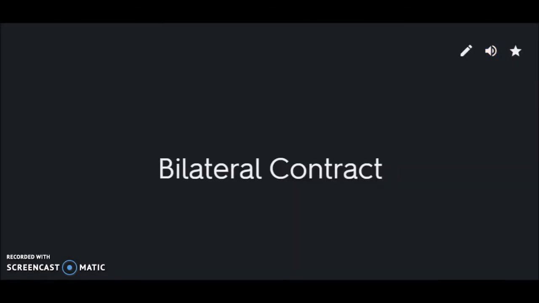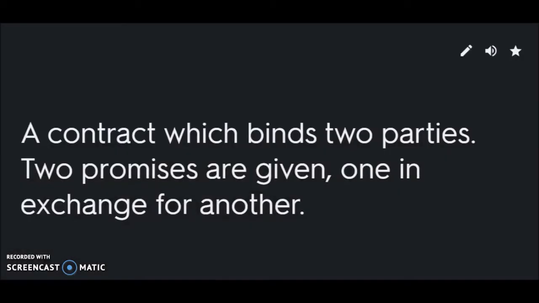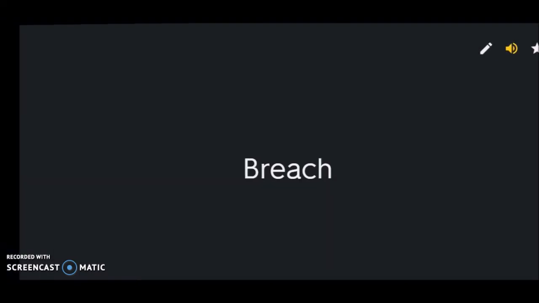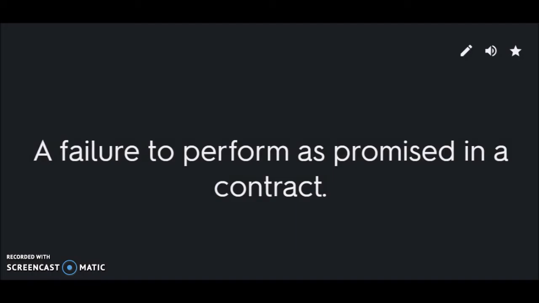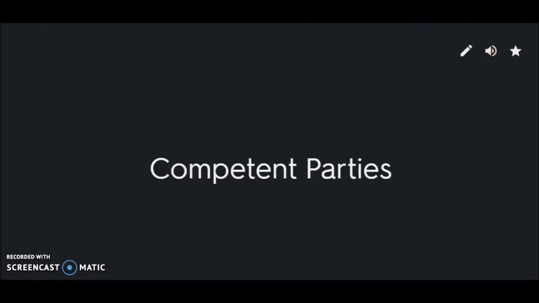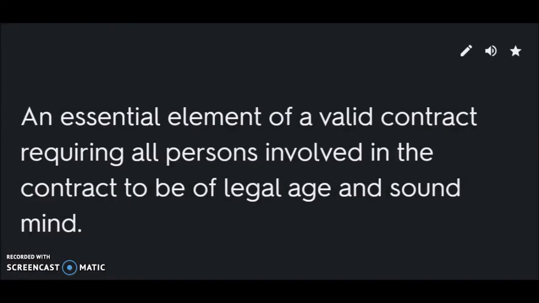Bilateral contract. A contract which binds two parties. Two promises are given in exchange for one another. Breach. A failure to perform as promised in a contract. Competent parties. An essential element of a valid contract requiring all persons involved in the contract to be of legal age and sound mind.